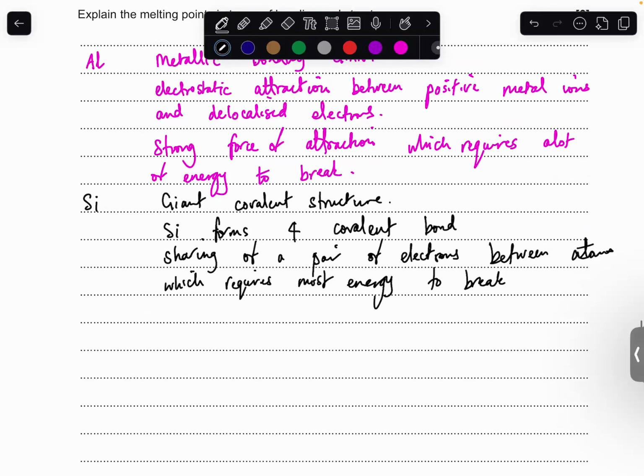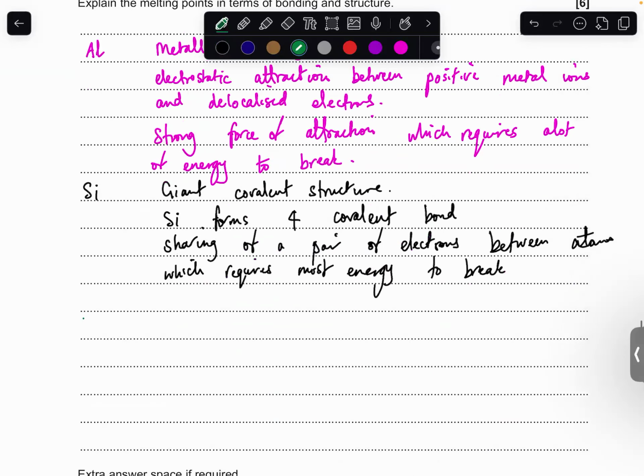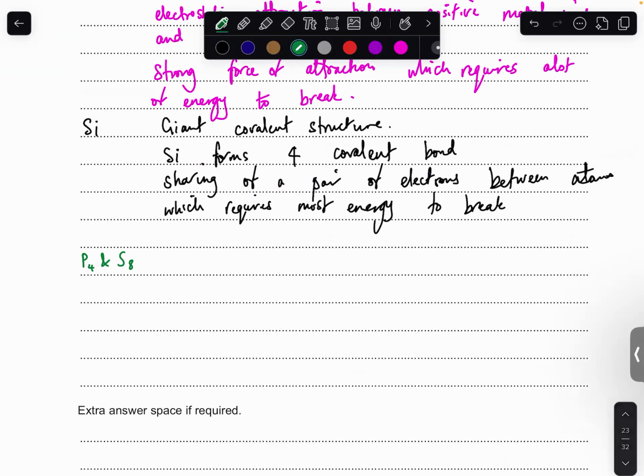And then you see we've got the last two, P4 and S8. Phosphorus hangs around in 4s, sulfur in 8s. You see, these are known as simple molecular structures. Remember, silicon was a giant molecular or giant covalent structure. These are simple molecular structures.